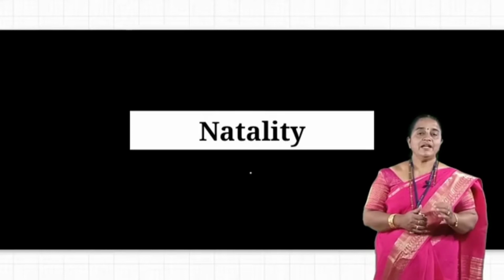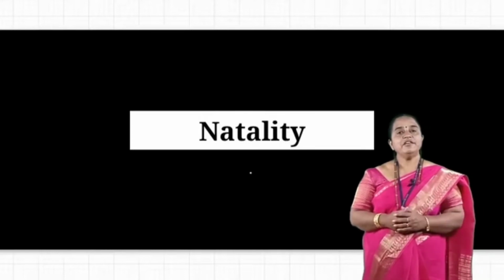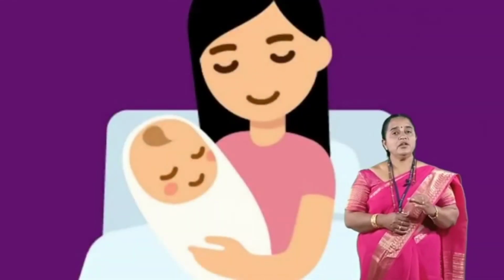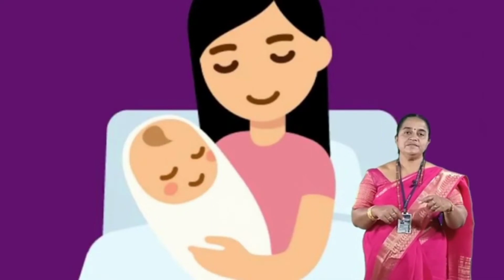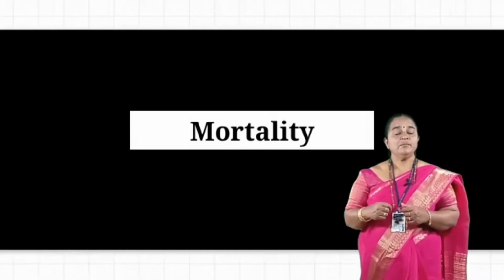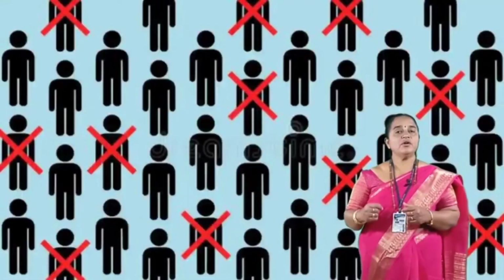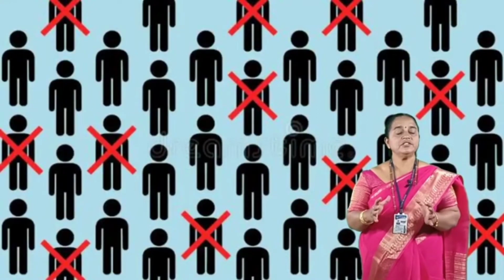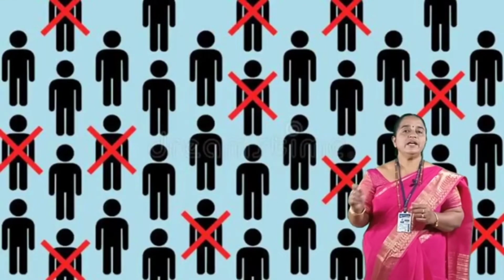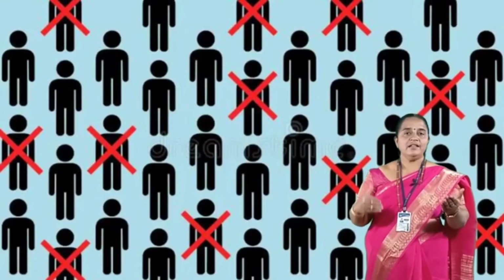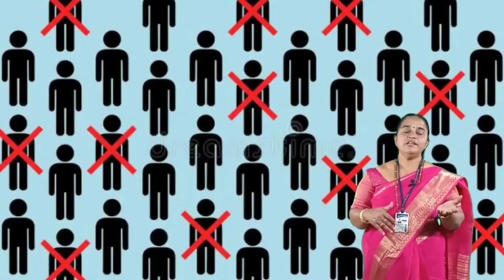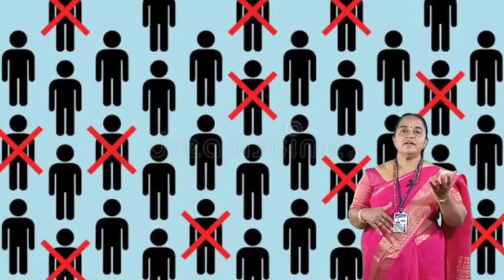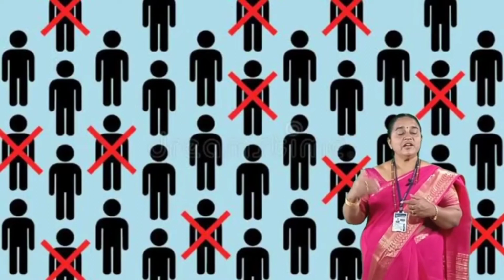Number 1, natality. In simple language we call it birth rate, the total number of organisms added by birth to the existing population. And mortality means death rate, the total number of organisms deleted from the existing population due to death. If birth rate is higher than the death rate, population is expanding, and if it is reverse, population is declining.